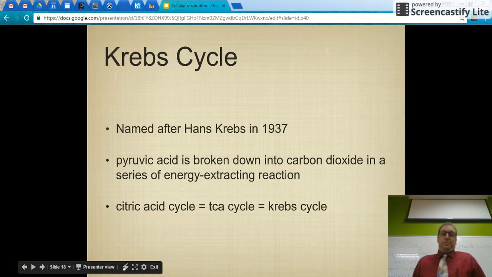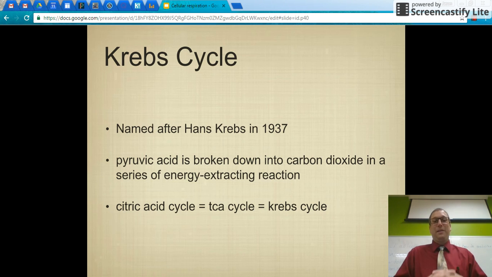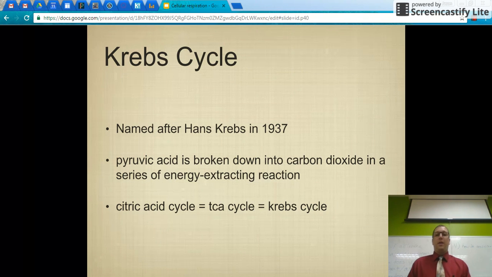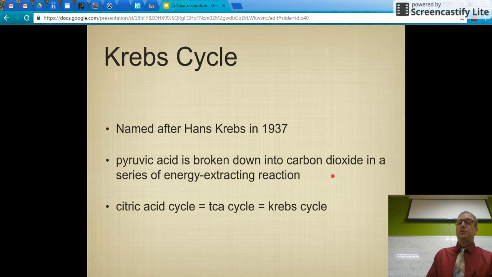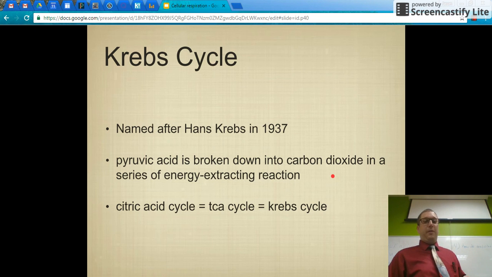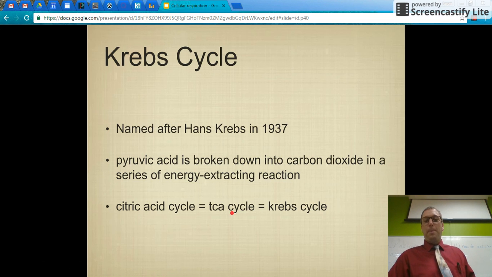Krebs cycle, obviously named after Hans Krebs in 1937. It takes pyruvic acid, that's what's gotten from glycolysis, breaking down glucose into two pyruvic acids, and breaks that all the way down into carbon dioxide, in a series of steps to extract that energy. Because remember, we could break down glucose really quickly, but then we'd lose all the energy. There's other names for the Krebs cycle: citric acid cycle, TCA cycle, tricarboxylic acid cycle, but we'll try and stick with the Krebs cycle.